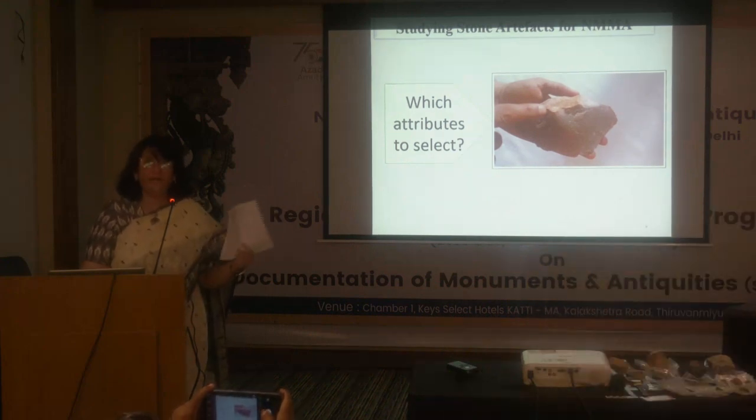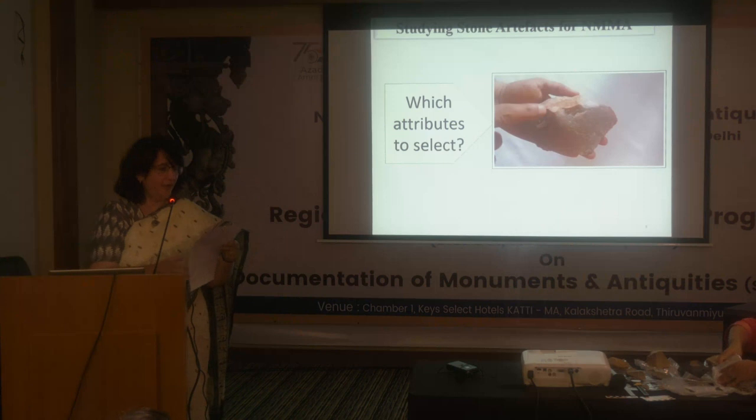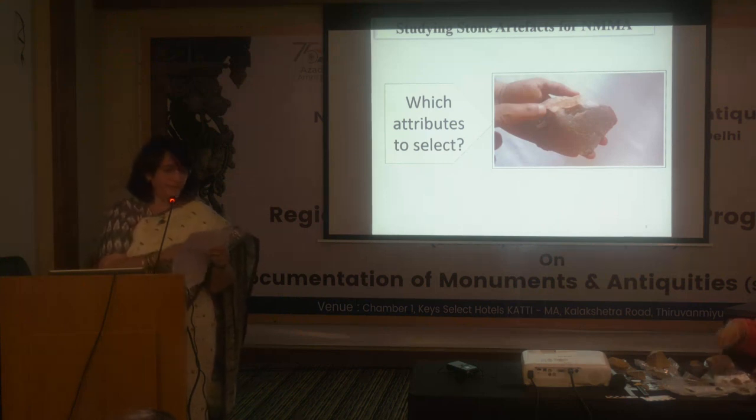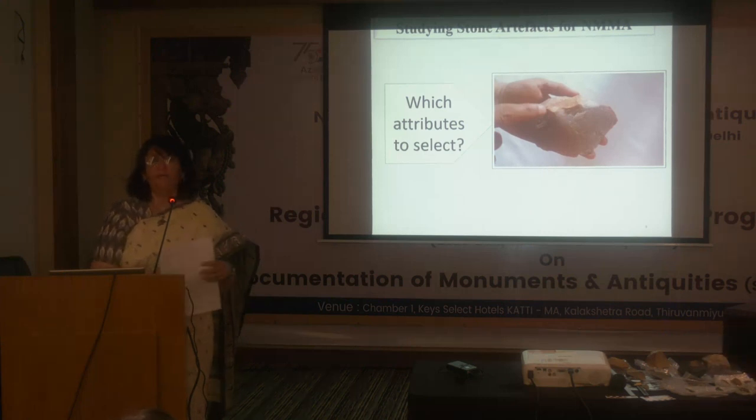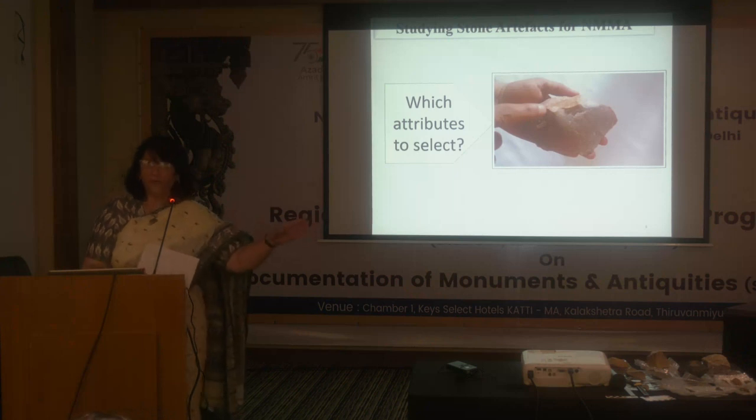Second is which attributes to be selected. Now you have in your form very important points already given of measurements and weight. And then you have a category of description and identification marks. So when you consider stone tools, and we have brought them in, we'll pass this around as well, you have on your own tables, which attributes are you going to select to describe it?